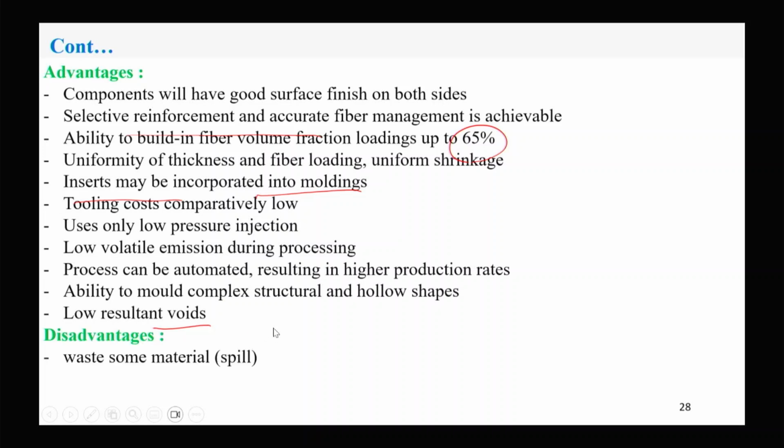Disadvantage is that waste of resin may be there due to the spill out. Okay. Curing time longer and hard for intricate parts. So intricate part manufacturing is a little bit difficult, but it's not impossible.